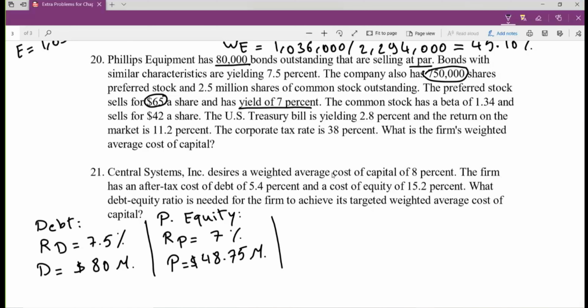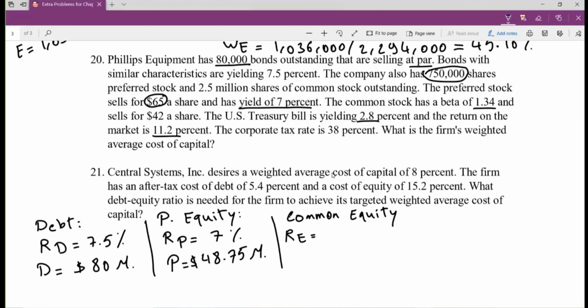Finally, I move to common equity. So now the common stock has a beta of 1.34. It sells for $42 a share. The US Treasury bill yield is 2.8%, so this is RF. The return on the market is 11.2%. So now I can compute RE.